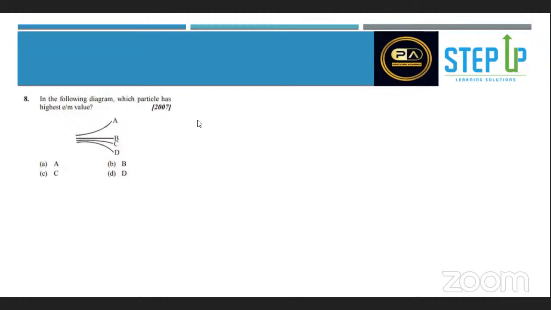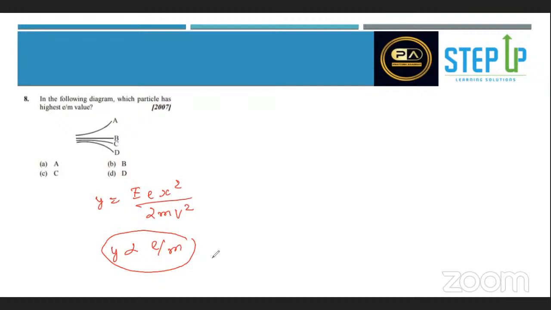See how we find out the highest e/m value. The formula for this is: the deflection on the y-axis, you can see this is getting deflected with respect to the y-axis, is given by electric field times charge times x distance over m v square, where v is the velocity. So if all the other values are constant, then y will be directly proportional to E by m, the charge by mass ratio.